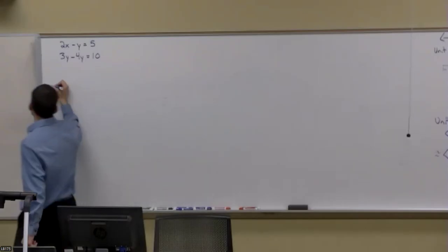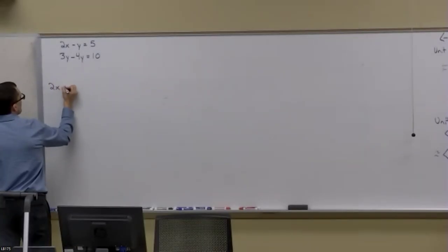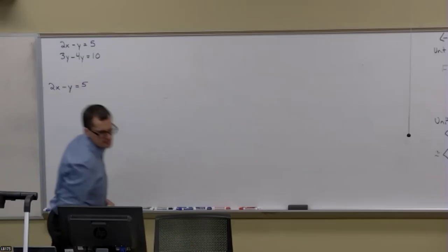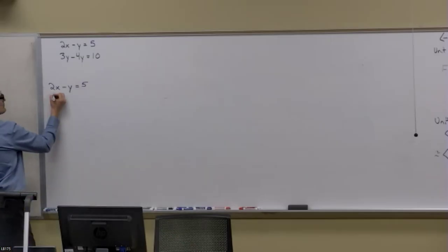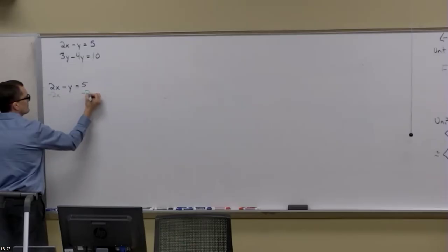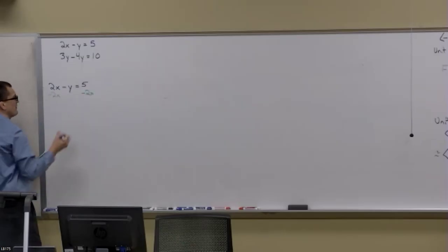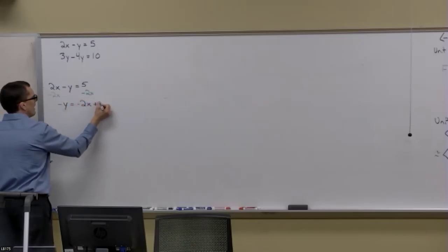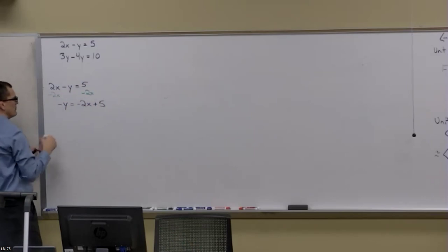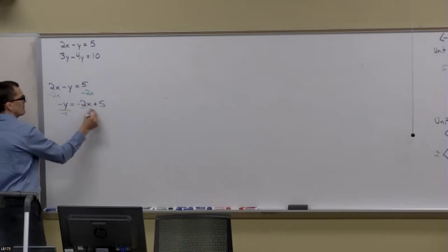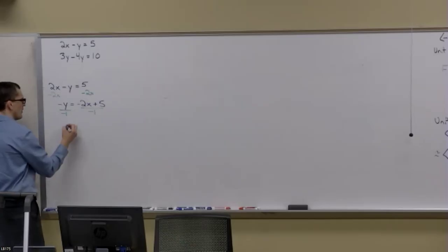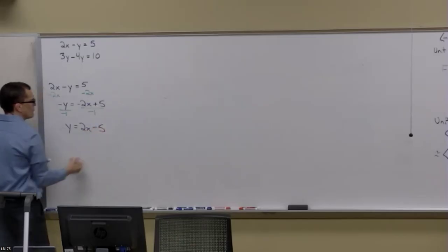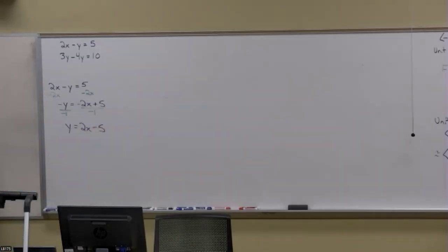So in this first equation, to solve for y, I would subtract 2x from both sides. That'll give me negative y equals negative 2x plus 5. And then divide both sides by negative 1, which is y equals 2x minus 5. So I'm going to be plugging that into my graphing calculator.